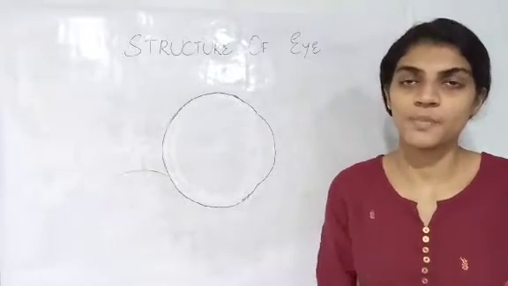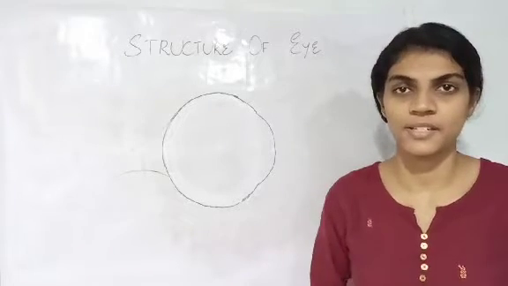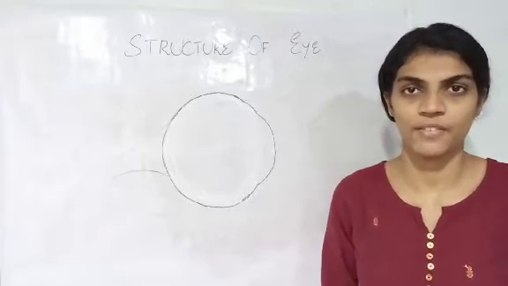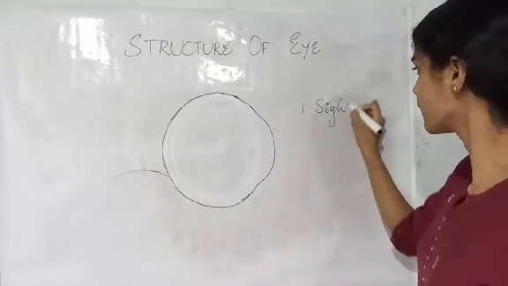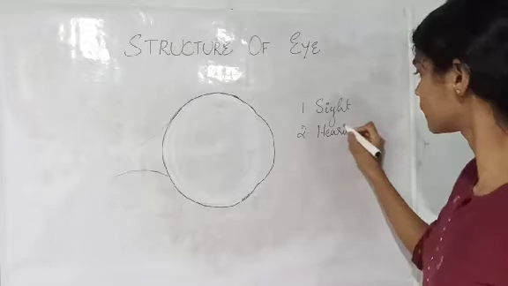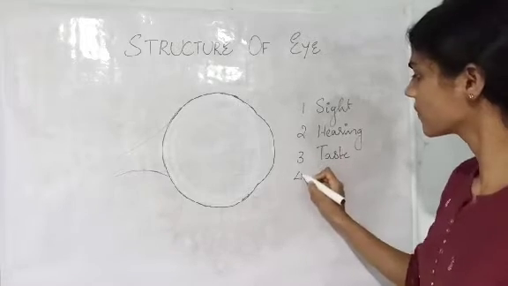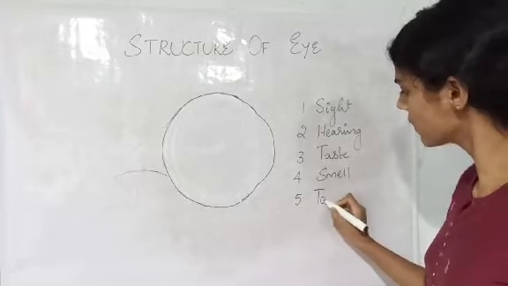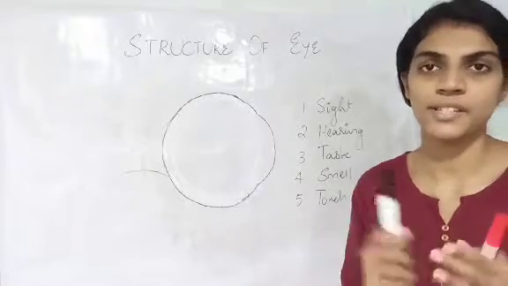But we have some specialized organs to produce some specialized senses, the special senses. Now I'm going to list out the special senses we have. First of all, it is sight. Second is hearing. Then taste. Then smell. And next, touch. So these are the 5 special senses we have.